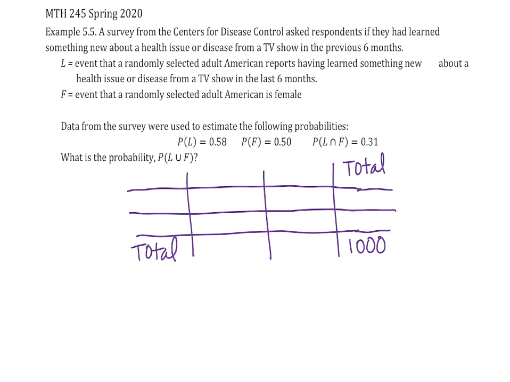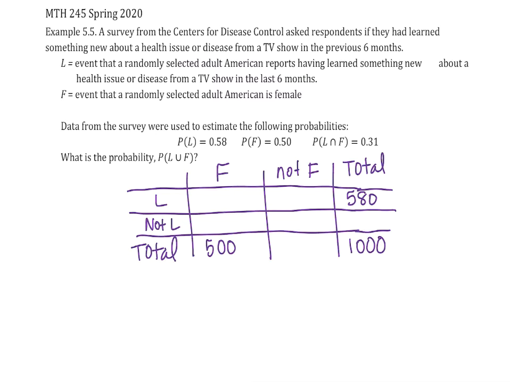Now, it doesn't matter if you put L on one side or F on the other. It doesn't matter where you put it. So I'm going to put L in one row and then not L. That's going to be everybody else. And then we have female and not female. What do we know right now? Well, we know that half of this 1,000 is female. So here we actually know the total number of females. We're going to put that in the total. We know the total number of people who learned something on TV is 0.58. You multiply that by 1,000 and you get 580.